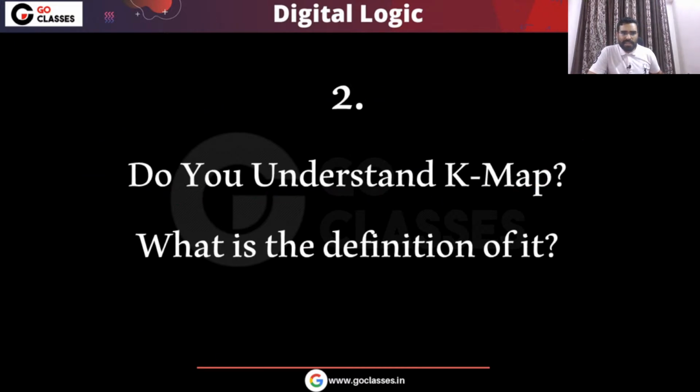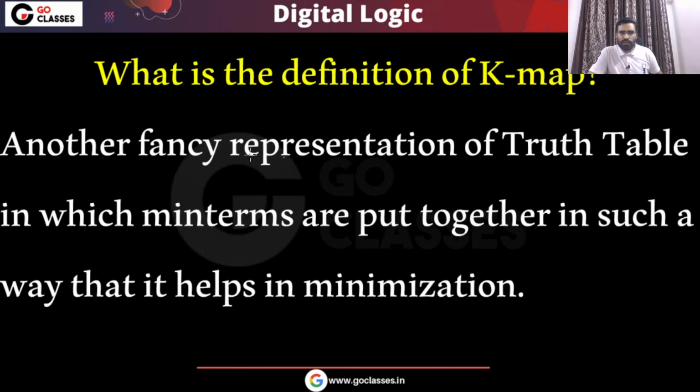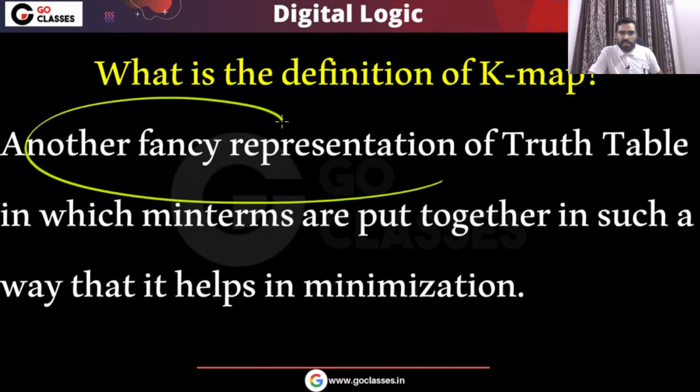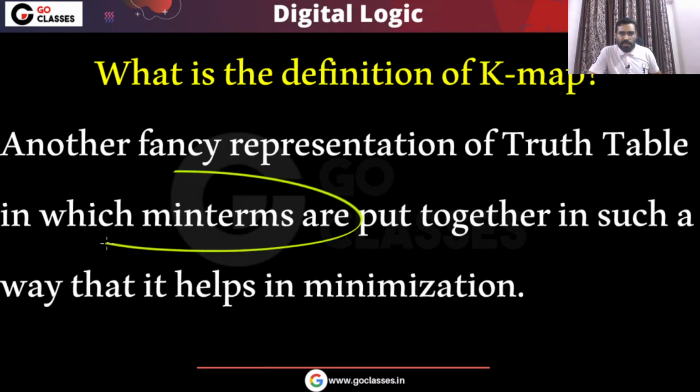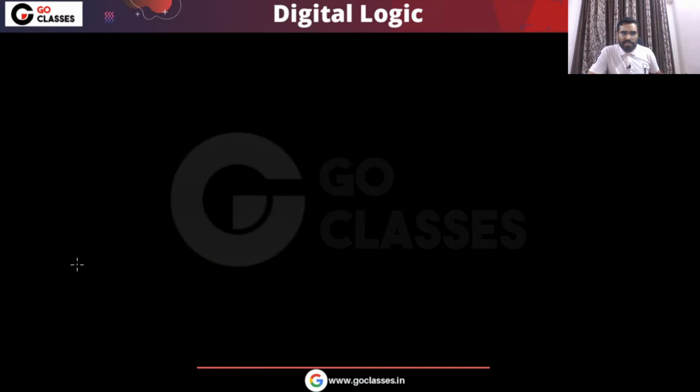Remember, I told you that K-map is just a representation. This is just another representation of a truth table, in which the minterms are put in such a way that it will help in the minimization. So this is the definition of K-map we already know. Now remember, this is just another representation of a truth table.